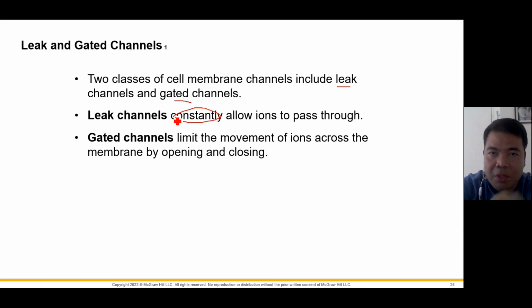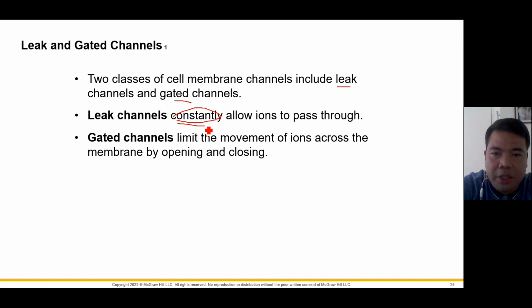If there are more of them outside and fewer inside, what would be the direction of the leakage? The direction of the leakage of the molecules is from the outside to the inside. If there are more of them inside and fewer outside, then the direction of the leakage will be from the inside to the outside. Again, it is always down the concentration gradient, and it will continuously happen because leak channels are always open. The keyword there is constantly.